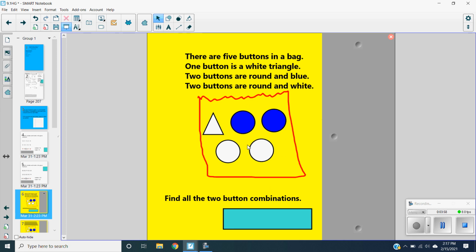And inside the bag, I have 5 buttons. One button is a white triangle, 2 buttons are round and blue, and 2 buttons are round and white. And so if I were to pull out 2 buttons, I'm wondering how many different combinations could I make? I'll give you one example. So if I reach in, I could draw 1 triangle and 1 blue button.